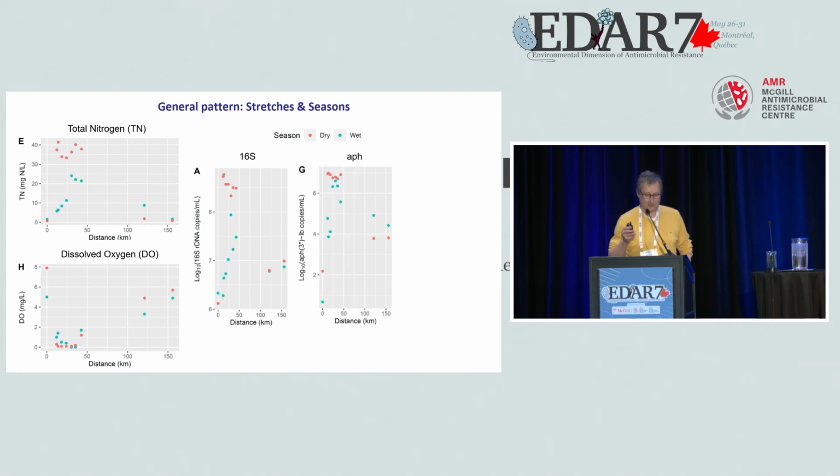And one example resistance gene has this pattern that it jumps up in the city and drops down downstream, but not to the level it was upstream. Another type of pattern is CTXM, where it drops down to the same level as it was upstream. So these are the 2 types of pattern we got with resistance genes.